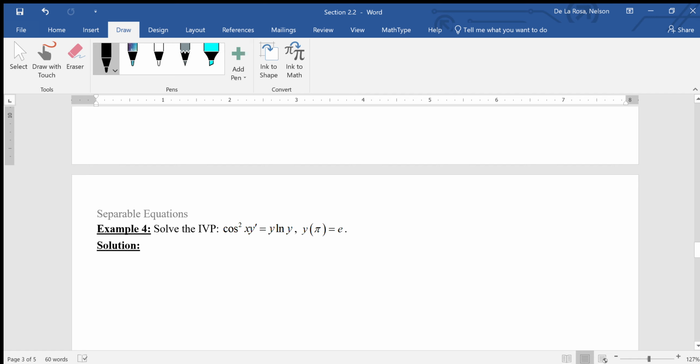Example 4. Example 4 is an example of an initial value problem. What is an initial value problem? Well, an initial value problem consists of a differential equation and a condition. So recall this condition is equivalent to the point pi comma e. X is pi and y is e.